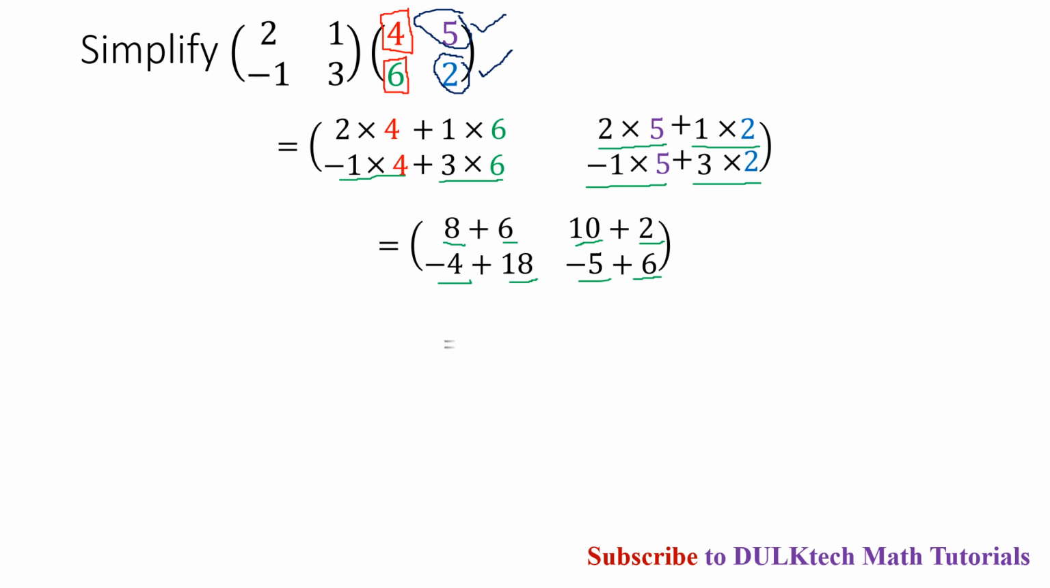8 plus 6, we get 14. 10 plus 2, we get 12. Minus 4 plus 18, we get 14. Minus 5 plus 6, we get 1. So this is our final answer. That's the product of those two matrices.